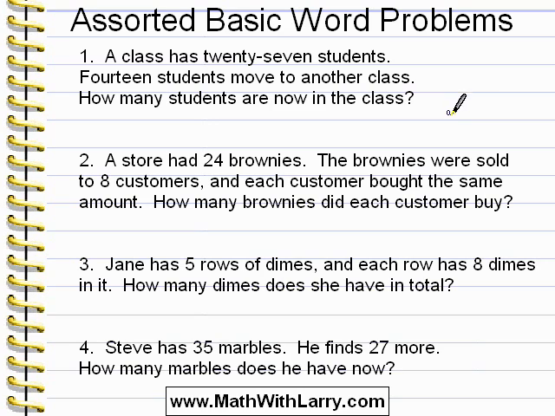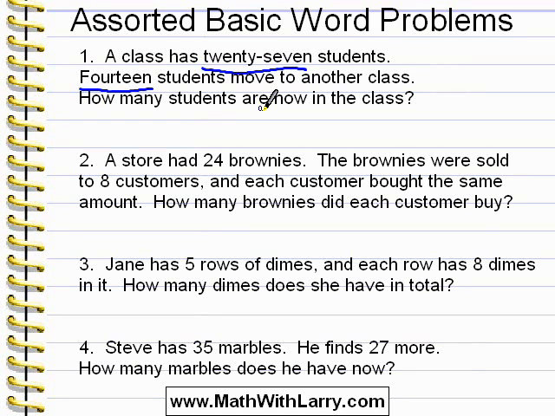Let's take a look. Problem 1 says a class has 27 students. 14 students move to another class. How many students are now in the class? Well, one of the things that I would do is immediately underline the numbers that are involved, because that'll help. So we're doing something with 27 and we're doing something with 14. It may help to just write out those numbers to the side.